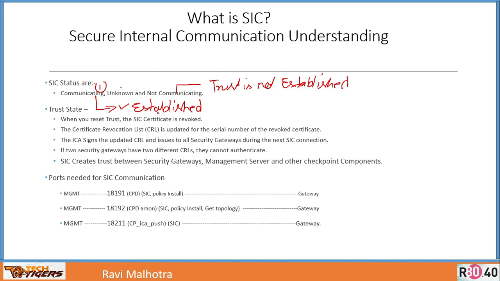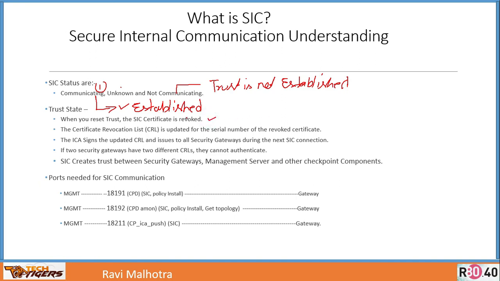Trust simply means that the security gateway and the security management server trust each other, they authenticate each other, with the help of SIC. So when trust is established, the status is known as communicating. But when there is no trust, the trust is broken. Then the certificate which was exchanged between the security gateway and the security management server is of no more use. So this certificate is revoked.